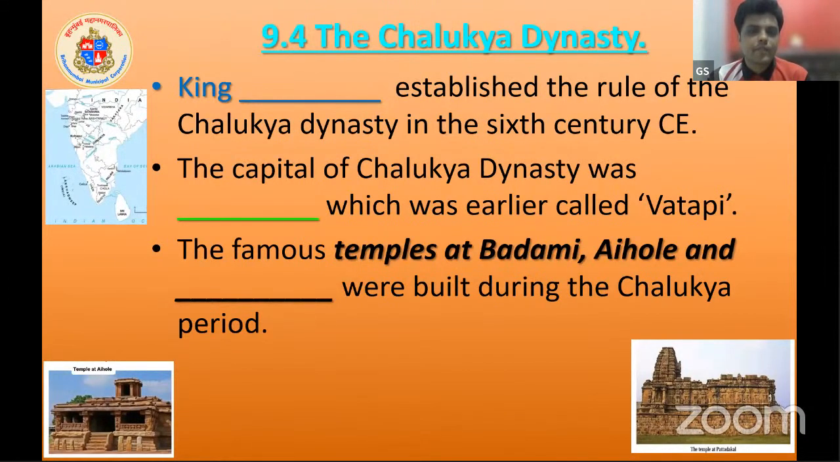King Dash established the rule of the Chalukya dynasty in the 6th century CE. Okay. What is the name of the king? Pulakeshi. Pulakeshi one. Yes. Pulakeshi one. Right? Are you giving the same answer? Yes. Okay. You're right. Second question.